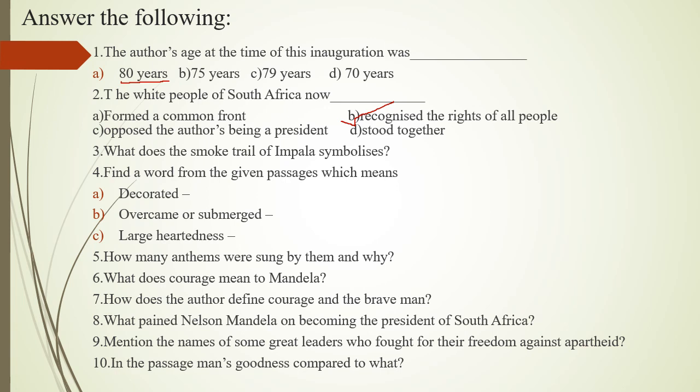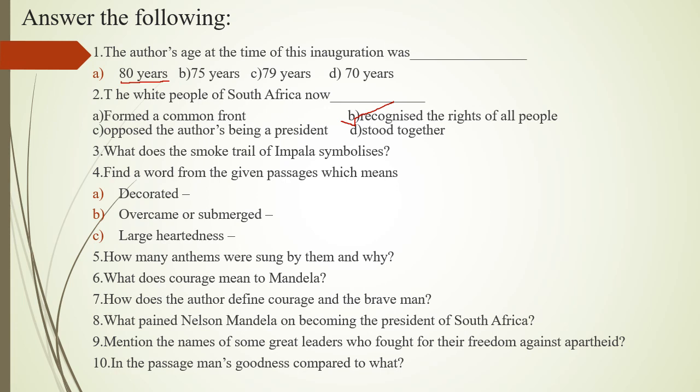Sixth question. What does courage mean to Mandela? By courage, Mandela means not the absence of fear, but the triumph over it. Seventh question: how does the author define courage and the brave man? The author defines courage as not the absence of fear, but the triumph over it. Fear is really bad for the country. The brave man is not he who does not feel fear of any kind, but he is different. He is the brave man who conquers that fear.